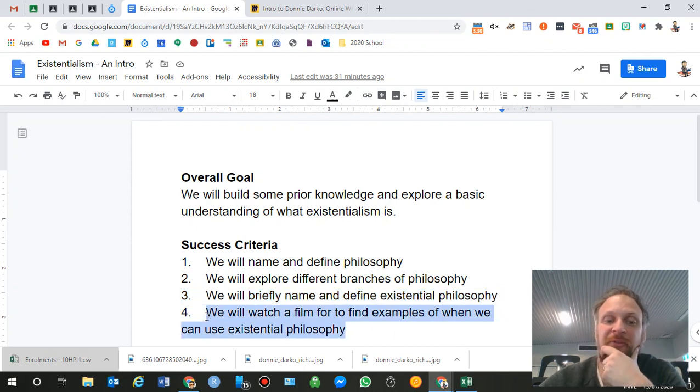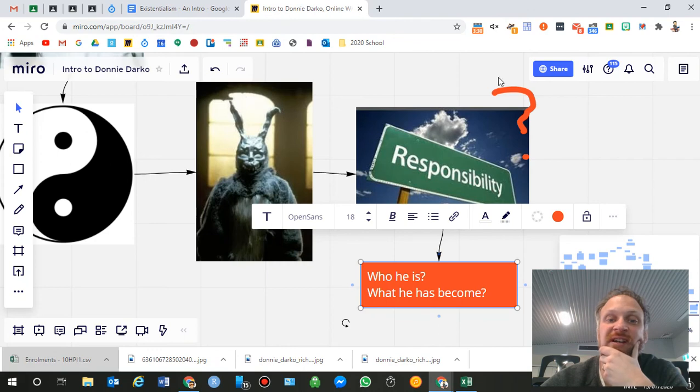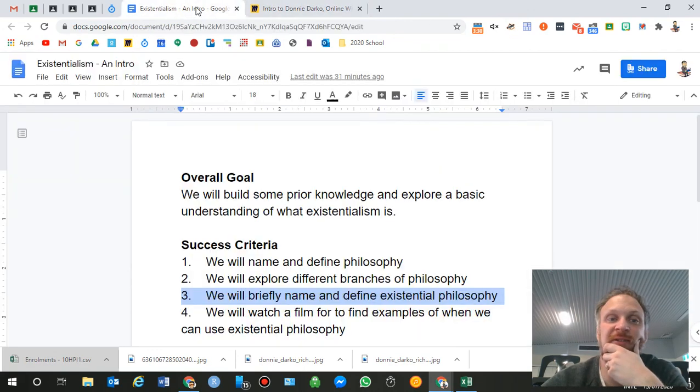And are we going to find examples of where existential decisions or existentialist philosophy can be used? We would have to look at Donnie Darko and watch the film for that to apply. So I want you to watch the film, and then we would have achieved all these success criteria.